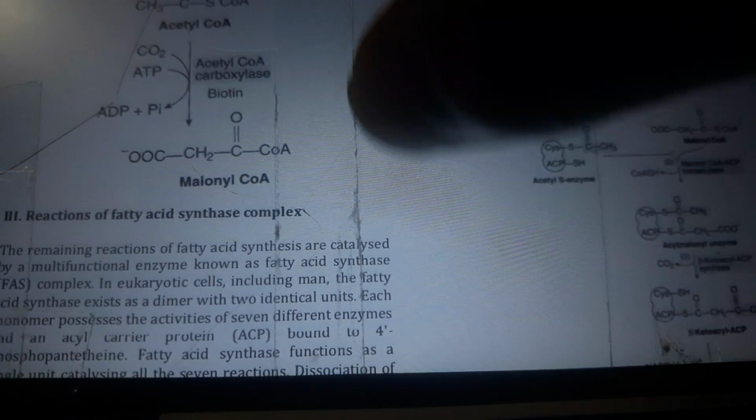And fixation. This is an ATP-dependent reaction and requires biotin for carbon dioxide fixation. The mechanism of action of acetyl-CoA carboxylase is similar to that of pyruvate carboxylase. Acetyl-CoA carboxylase is a regulatory enzyme in fatty acid synthesis.